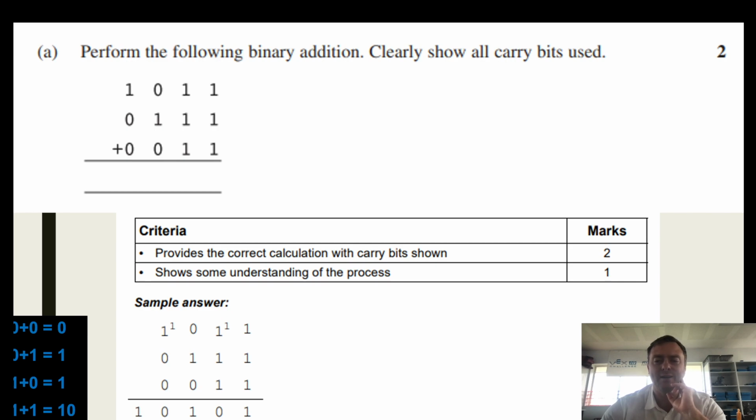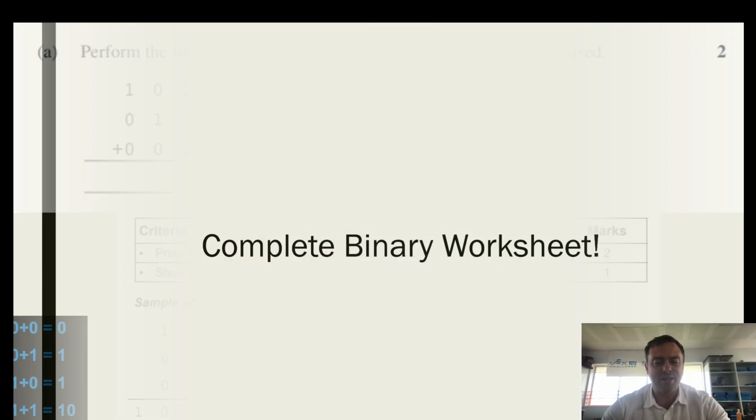Notice with the NESA criteria, if you show some understanding and show some of your working and it's wrong, you still get 1 mark. If you don't show any working and you put the wrong answer, this is my huge advice, you will get 0. So if you put 11101, you would get 0 if you didn't show your working. So please, like all good maths teachers, make sure you do your working. Have a go at the binary worksheet.